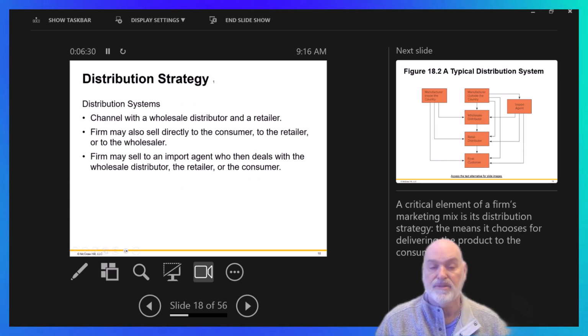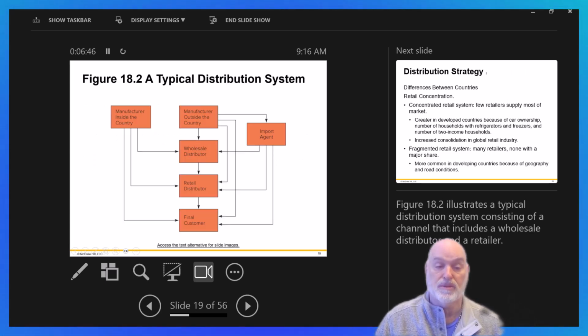Distribution strategy. Distribution systems channel with a wholesale distributor and a retailer. A firm may also sell directly to the consumer, to the retailer, or to the wholesaler. And a firm may sell to an import agent who then deals with the wholesale distributor, the retailer, or the consumer. Here's a typical distribution system.